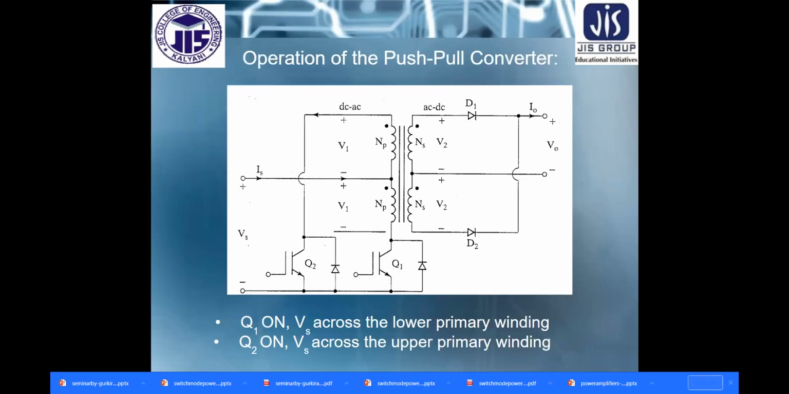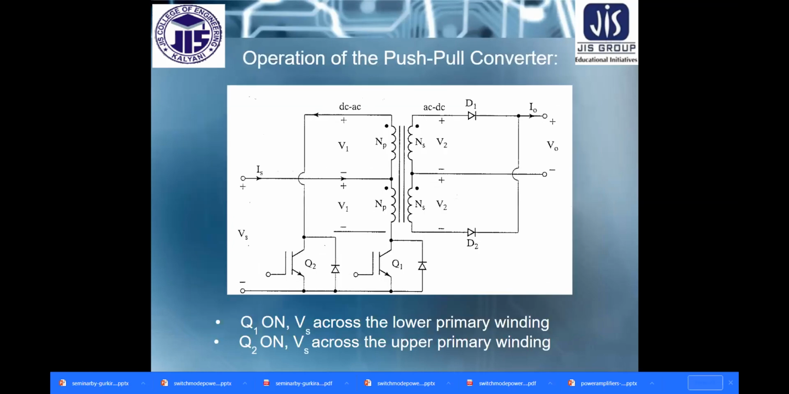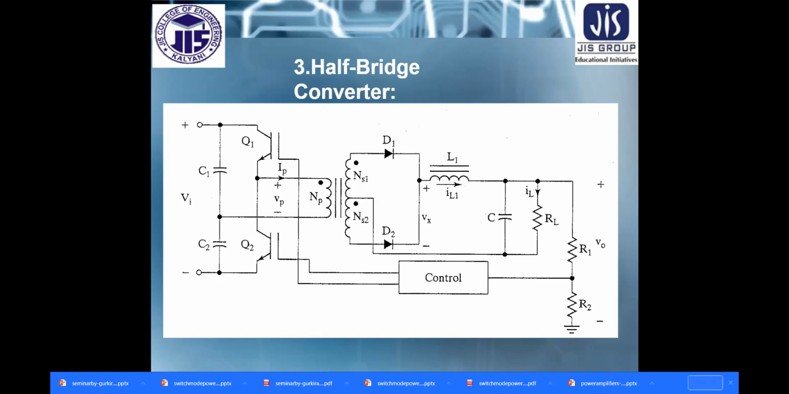Operation: when Q1 is on, VS across the lower primary winding is measured, and when Q2 is on, supply voltage is across the upper primary winding. Just you have to draw the main circuit, not the operated one. Next, half bridge converter. Just draw the circuit of half bridge converter. I suppose this will take much time, so have 5 minutes and draw the circuit.